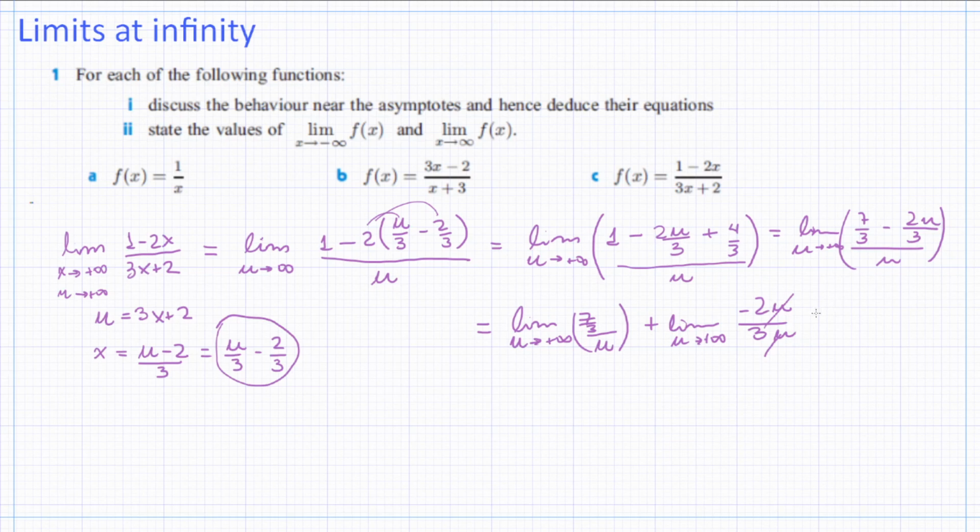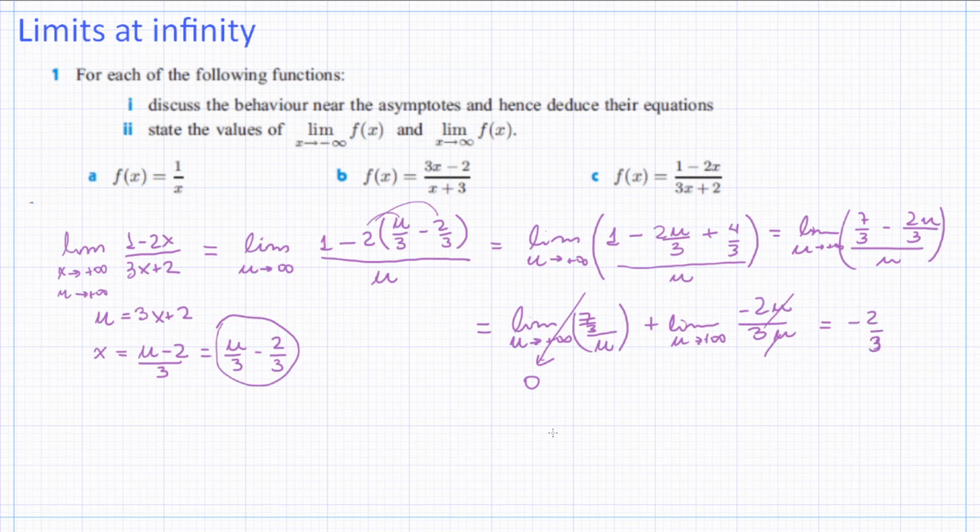So I can get rid of those. And we can see that this is going to be a constant. This is going towards infinity, so u here is going to grow, and this number divided by infinity will go towards 0. And this is going to be a constant, which is negative 2/3.